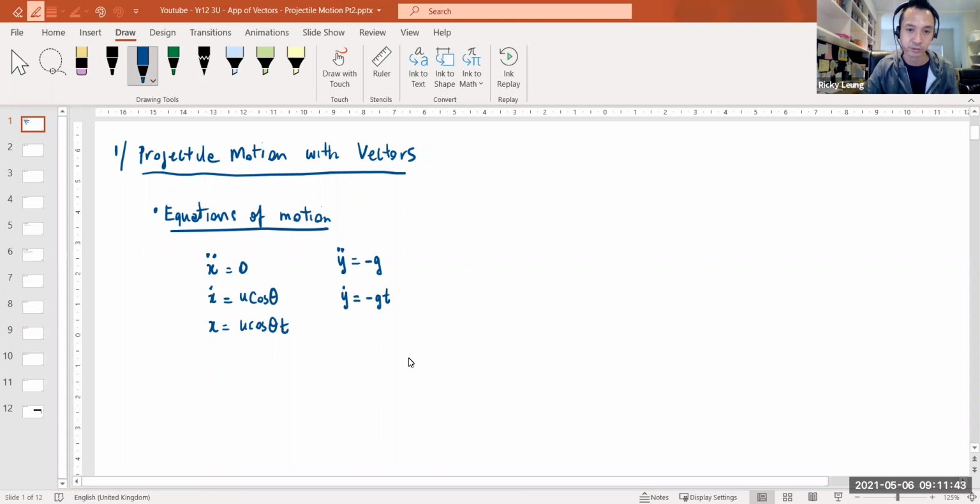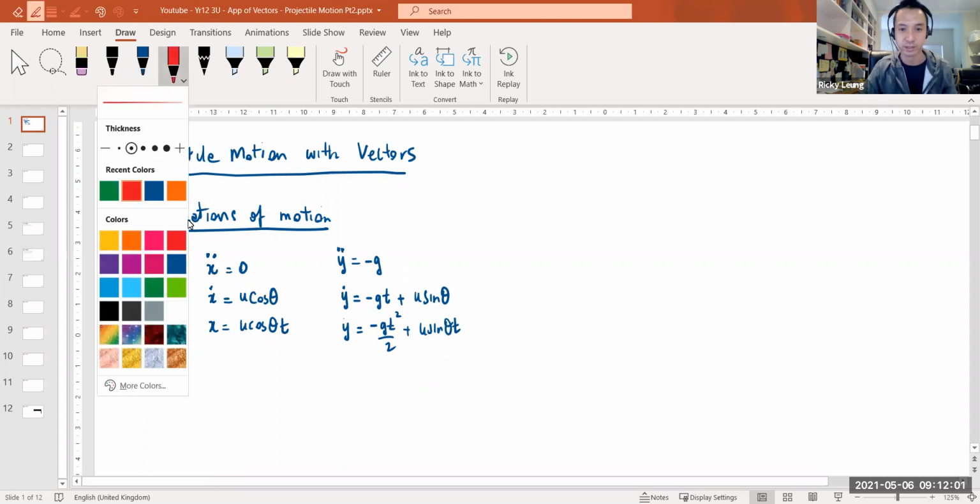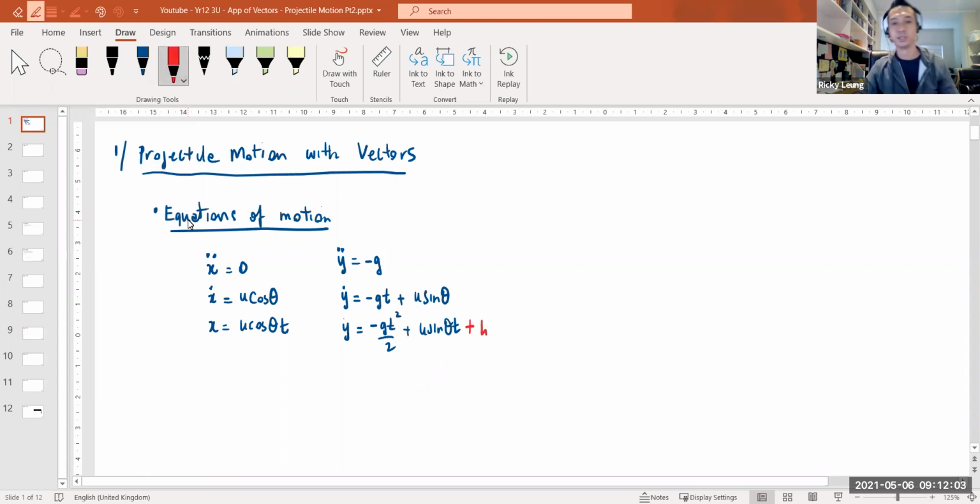So integrate this to get velocity, plus u sine theta. And then if you integrate that to get the displacement, we get negative g t squared on 2 plus u sine theta t, and, like I did last time, I'm just going to put in red, plus h. That height represents that you might have an initial vertical height or negative height. If you're below, like in a sand bunker trying to hit a golf swing, that's what that h is. So these formulae are exactly the same as last time.